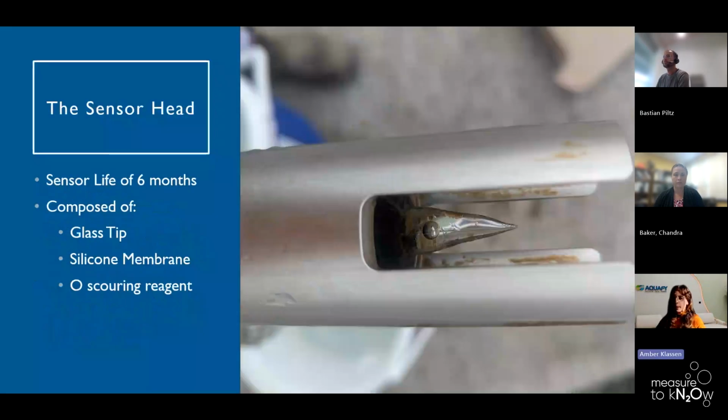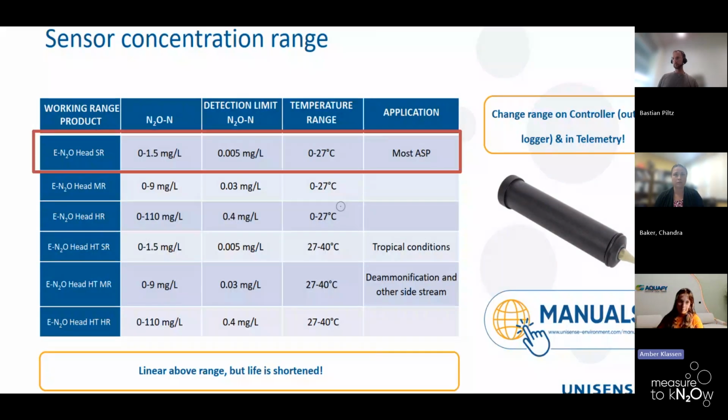The sensor head is made up of a combination of glass, plastic, and metal, with the most prominent feature being the glass tip. Within the glass casing, a silicone membrane allows for N2O to pass through. And encased in the glass is an oxygen scavenging solution, which removes oxygen, allowing for the sensor to measure N2O with a series of anodic and cathodic reactions. The purpose of my presentation isn't really to get into the nitty-gritty of how this works, but there is an abundance of information on the Unisense website if you're interested. The key thing to note, though, is that the sensor does have a life of 6 months. The sensors come in a variety of working ranges to suit your specific applications. For most conventional facilities, the standard range sensor will be suitable.